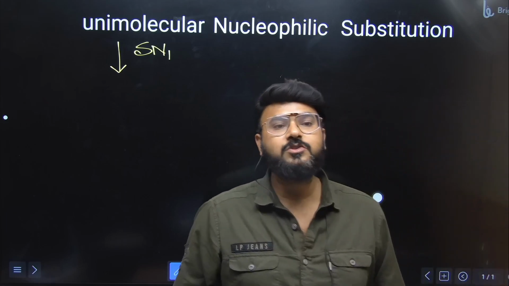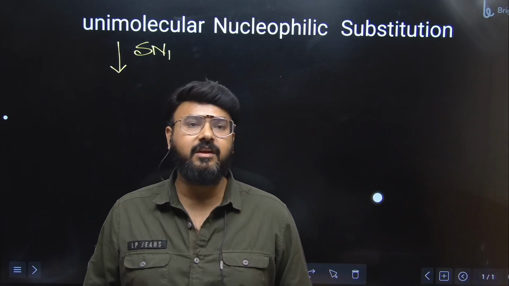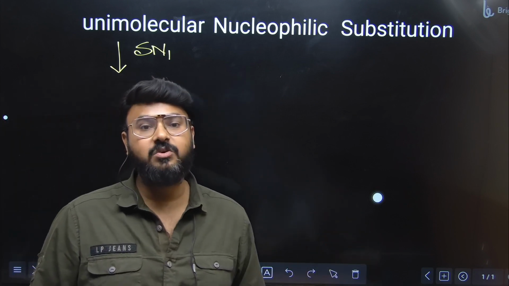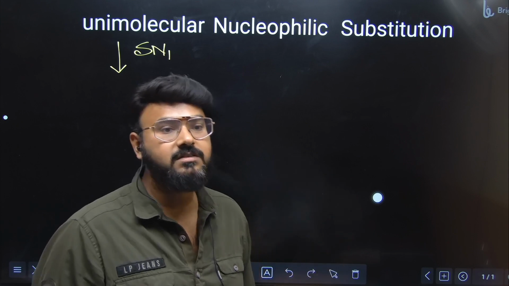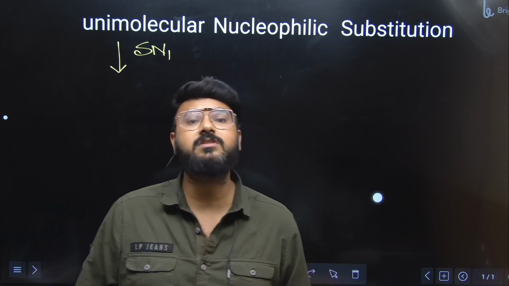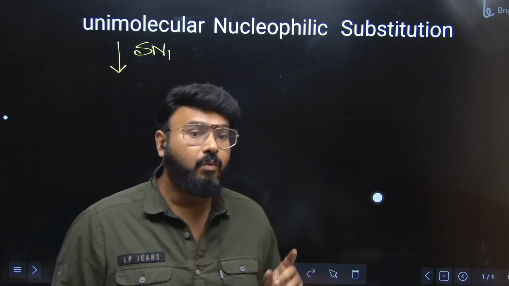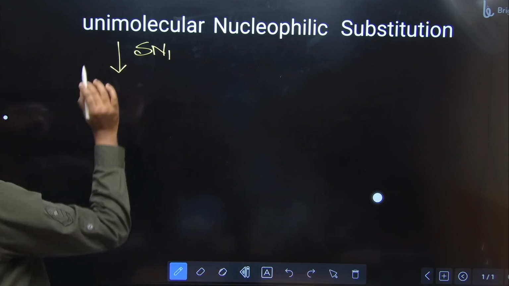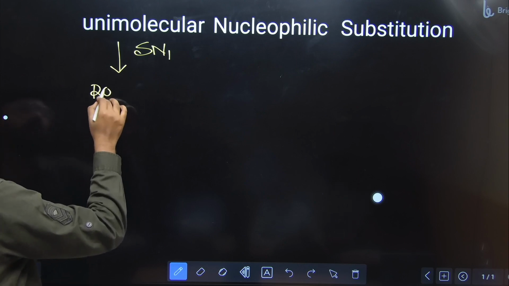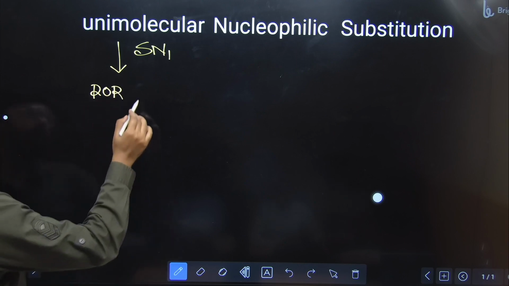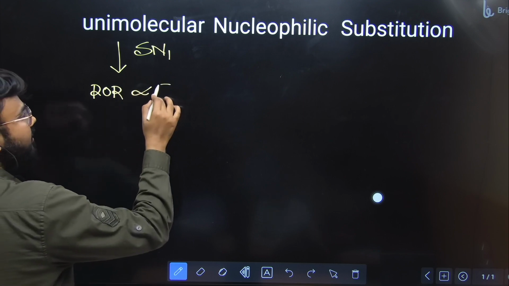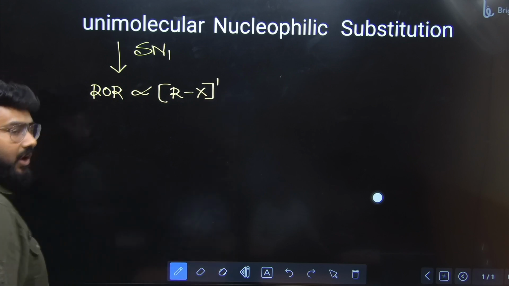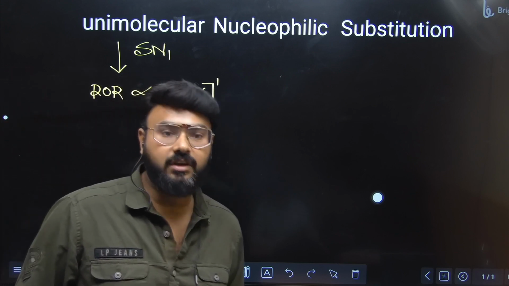Okay. So today in organic chemistry, we are doing SN reactions, SN1 and SN2. First we are doing the unimolecular nucleophilic substitution reaction, or SN1. Why is it called unimolecular? It is called unimolecular because the rate of reaction only depends on the concentration of alkyl halides. That's why it is unimolecular.